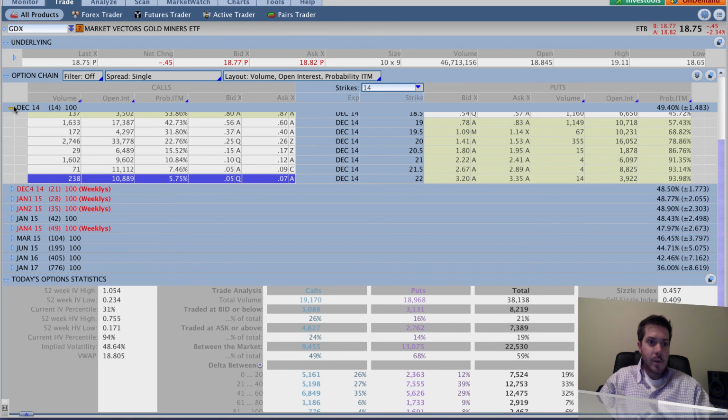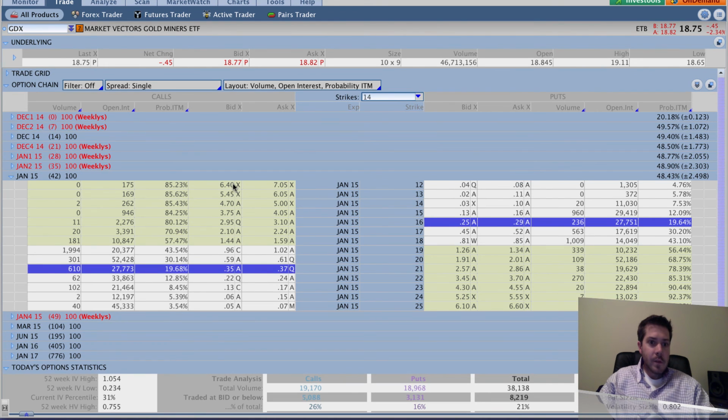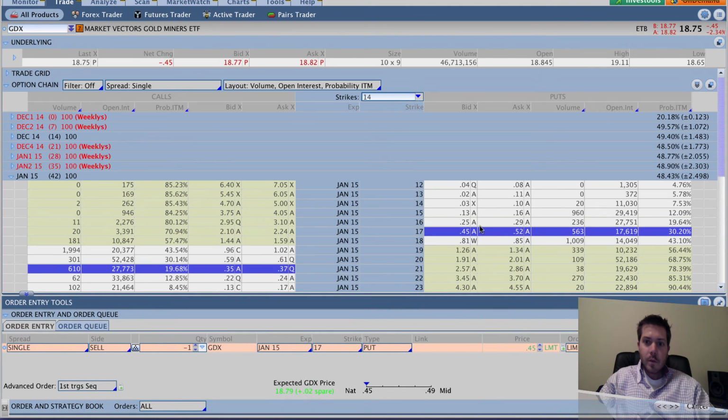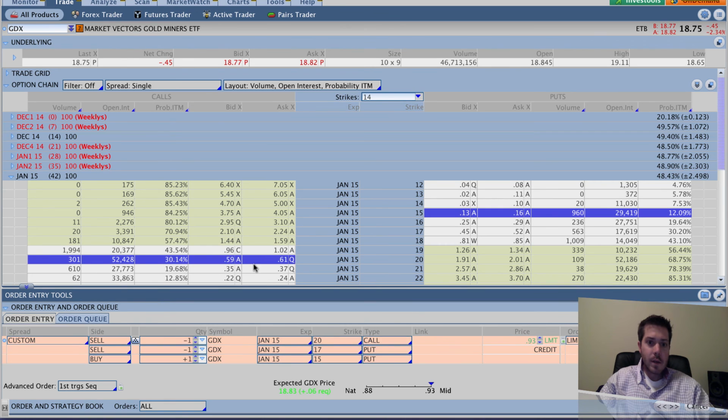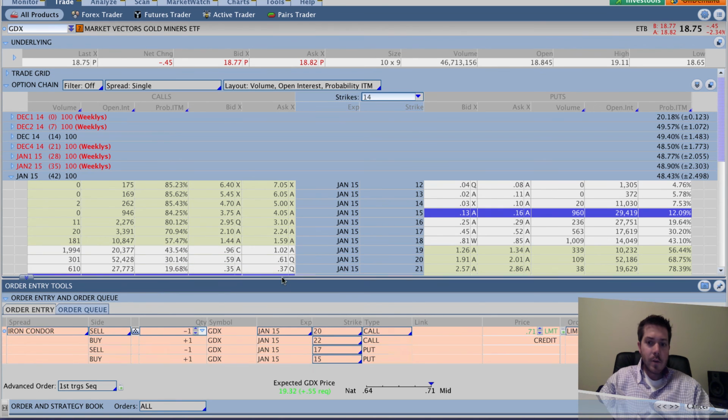So let's see here. Let's pull open the Jan 15s. We've got 42 days until expiration, so it meets our duration criteria. And we've got 14 strikes showing. The closest to 30% roughly, we'll go with the 17s, which is close to 30% probability in the money, for what we're going to sell on the put side. And let's just stick with 2 wide, go to 15, and then let's look for 30% on the call strike. So we're going to be selling the 20, and we'll stick with 2 wide here and go to 22.